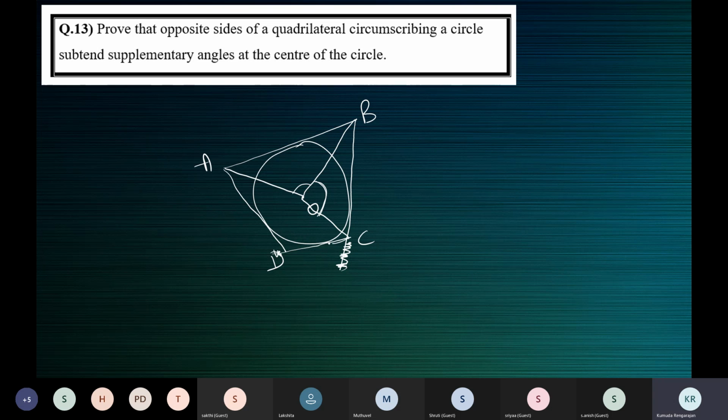Now, the side is CD. Join C to O and D to O. Now this angle, angle COD, is the angle subtended by the side CD at the center. And finally, angle AOD is the angle subtended by side AD at the center. So like this, we've understood the angles subtended by the four sides of the quadrilateral at the center.